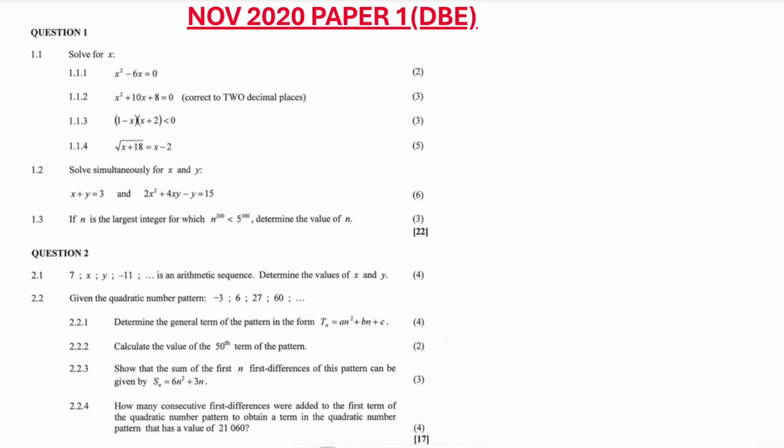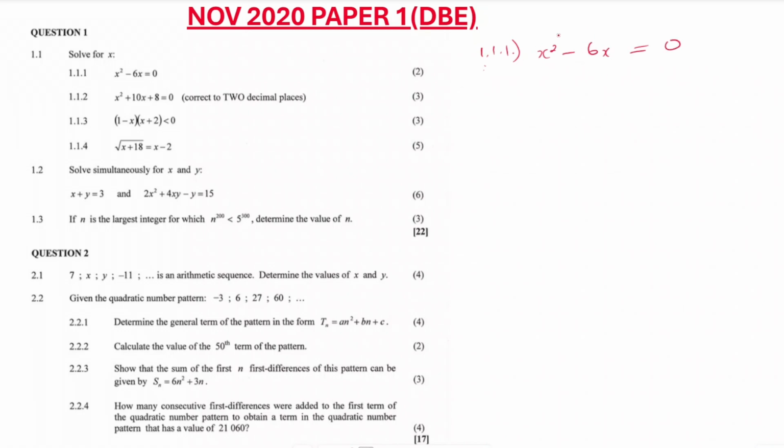Question 1 reads, solve for x. The whole of question 1 is algebra. So it is asking us to solve for x, which is 1.1.1, 1.1.2 up to 1.1.4. So let's start. The question is x squared minus 6x is equal to 0.